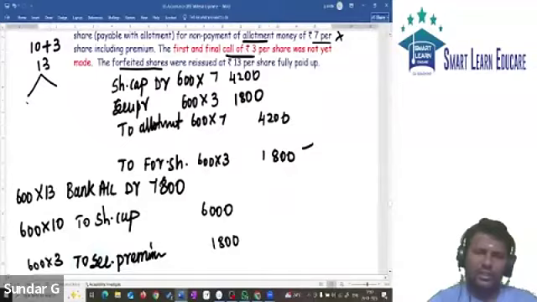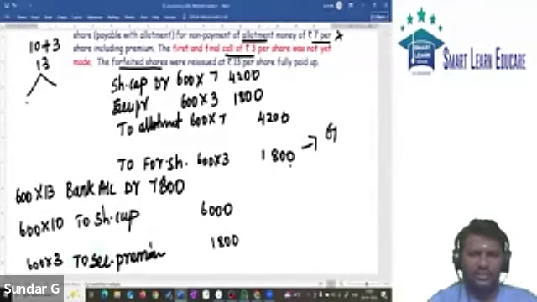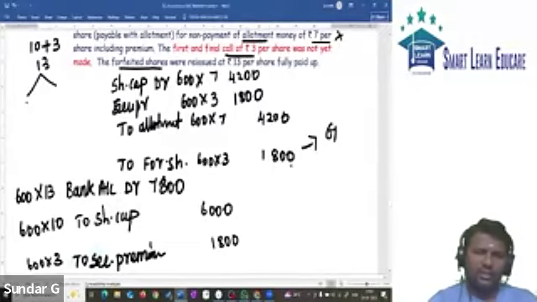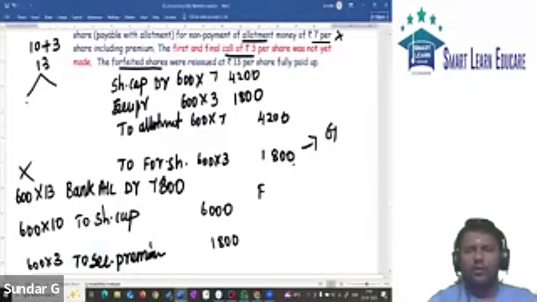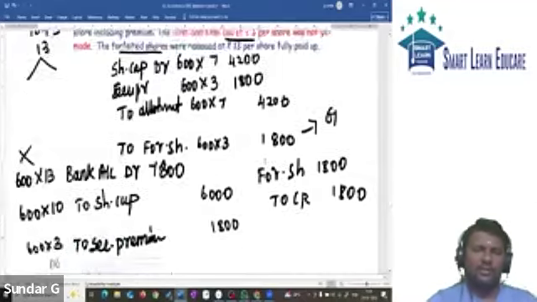So in the forfeiture entry we have a gain. In case of reissue we have a loss. This is gain on forfeiture. Here in this entry we don't have loss on reissue, so we have only gain on forfeiture. There is no loss, so it should be transferred to capital reserve. So final entry, forfeited shares account debit to capital reserve, 1,800. Since we don't have any loss on reissue, the full amount is transferred to capital reserve. That's all.